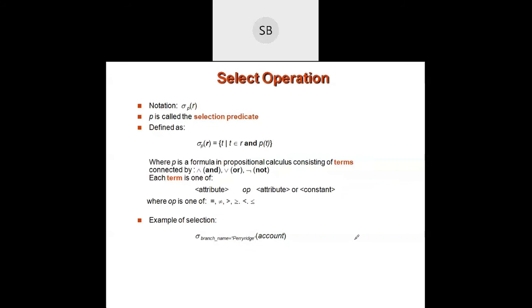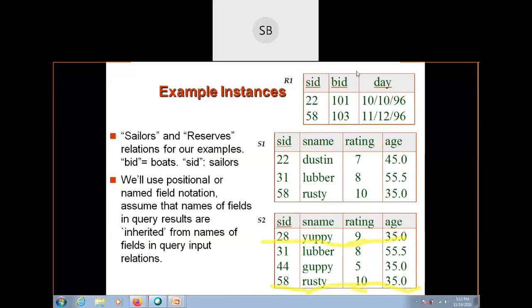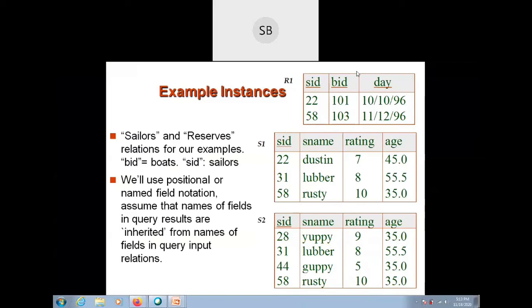In this record, the rating is greater than 8, it is 9, and in another, the rating is greater than 8, it is 10. So the whole tuple, the whole row, has to be displayed for that query. The resultant data has been displayed. So this is the resultant data.